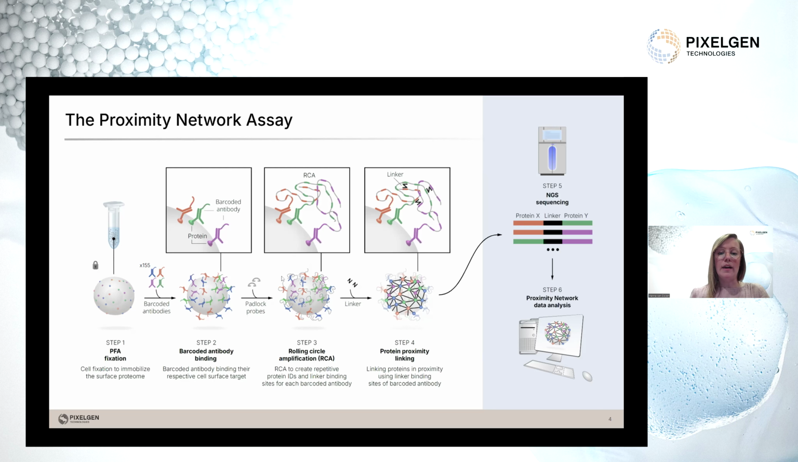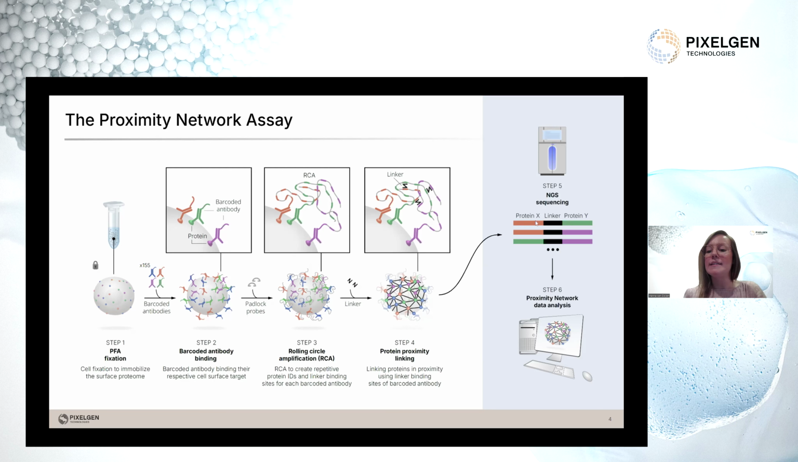After this, we do rolling circle amplification of these unique sequences. The reason we do this is to make them a little bit longer. After we have extended them, we can start to connect these unique sequences that are close to each other in proximity. So we add a very short linker sequence, and they will be able to connect these products that are very close to each other in space. These linker sequences are what we actually sequence in the end. Every single linker sequence will, after the protocol, contain information about which two proteins it connected.